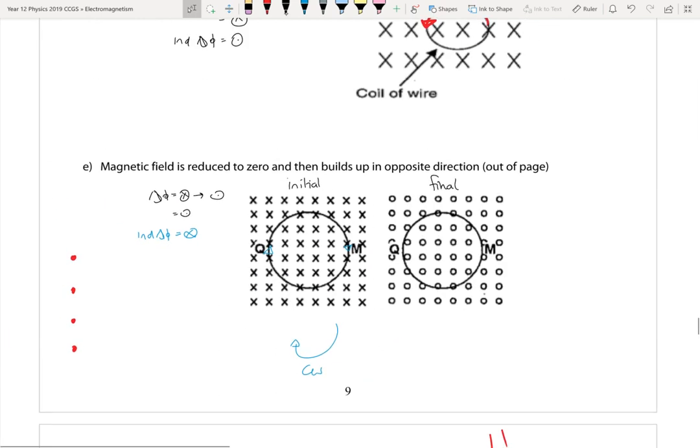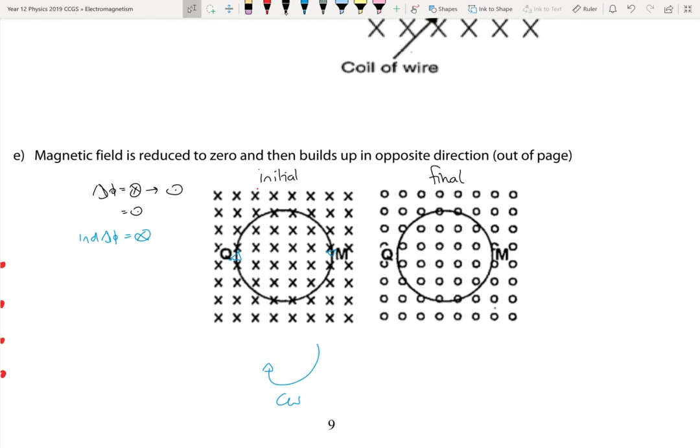Okay. So what I've treated this as is the initial and then final, because it's saying that the final is out of the page. So, or before and after.